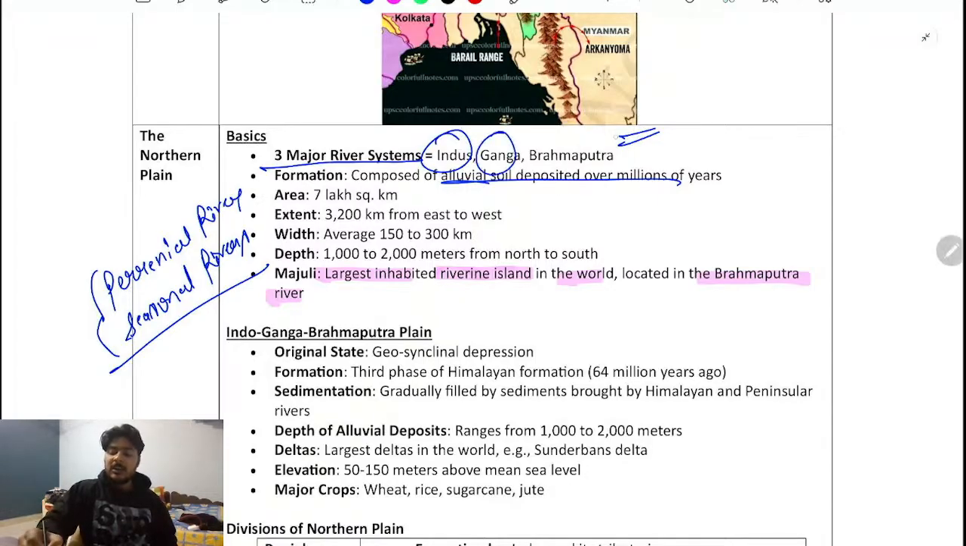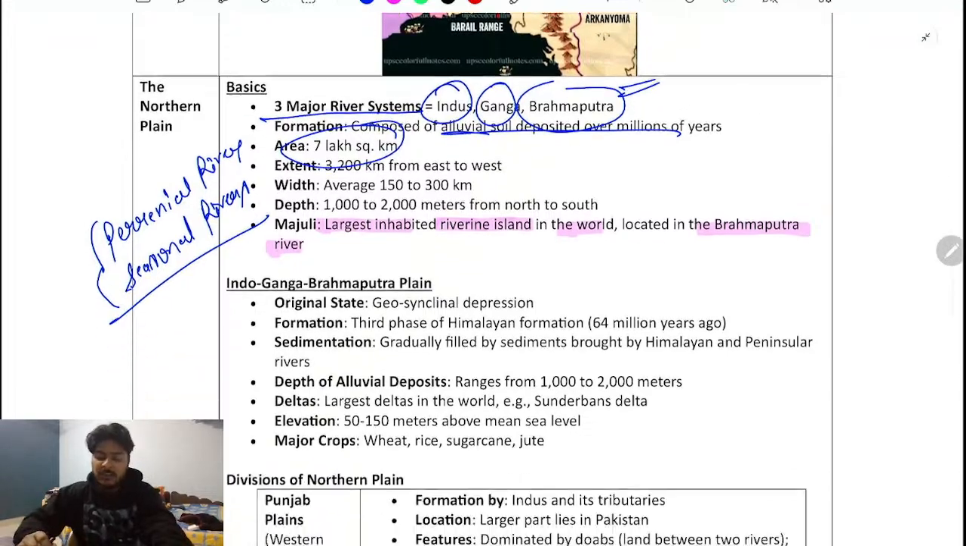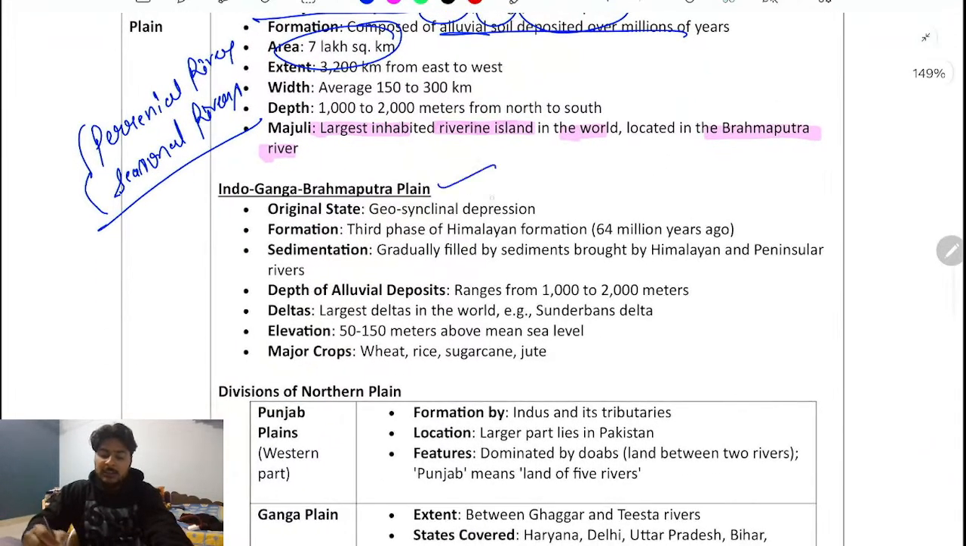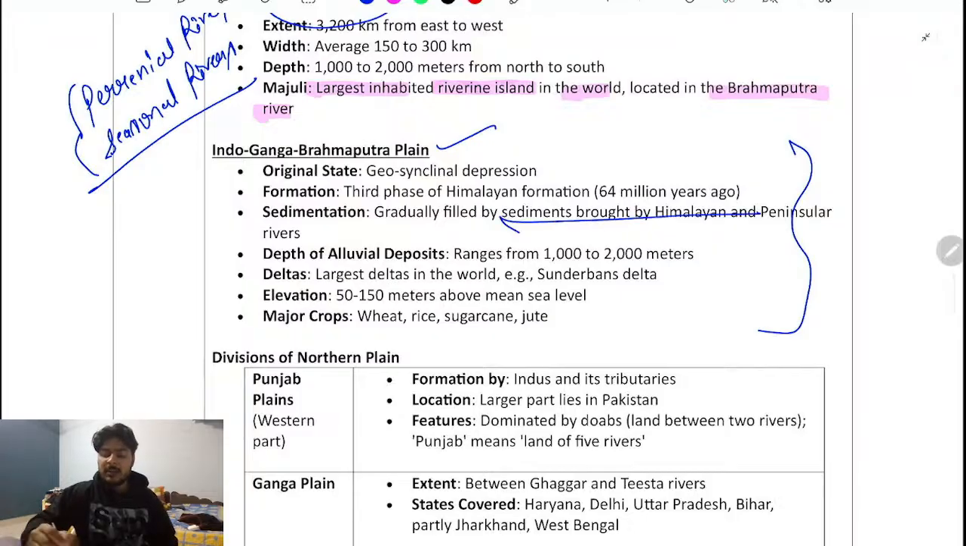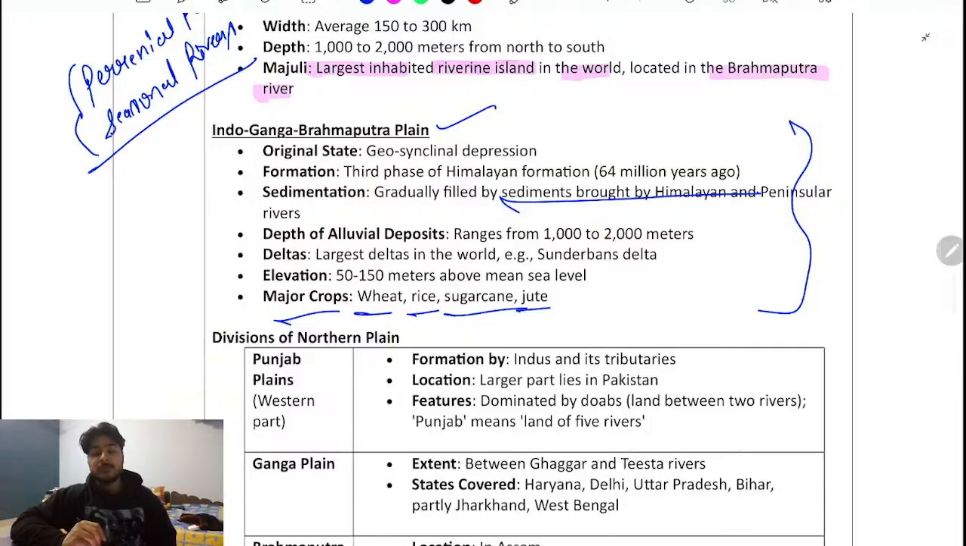So Indus, Ganga, and Brahmaputra are the three important major rivers which help in the formation of the overall mainland. ठीक है. This is the Indus, Ganga, Brahmaputra plain, something very vast. It is gradually filled by the sediments from the Himalaya. The major crops are wheat, rice, sugarcane, and jute. These are the major crops of the Ganga Brahmaputra plain.